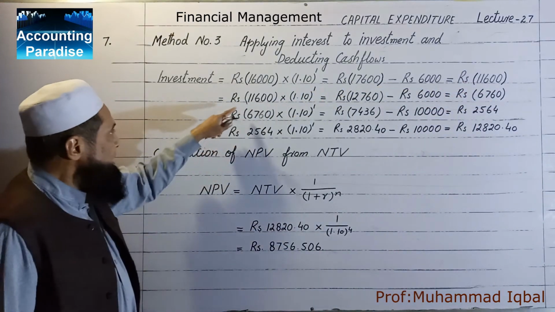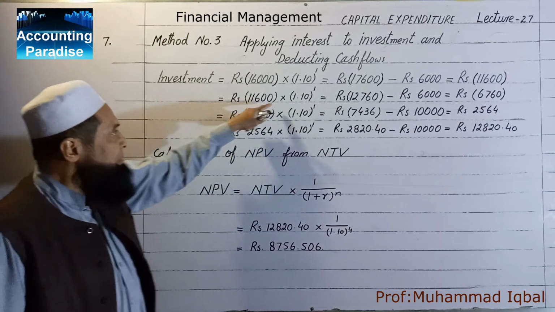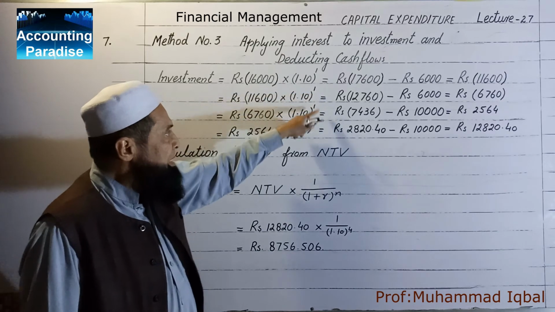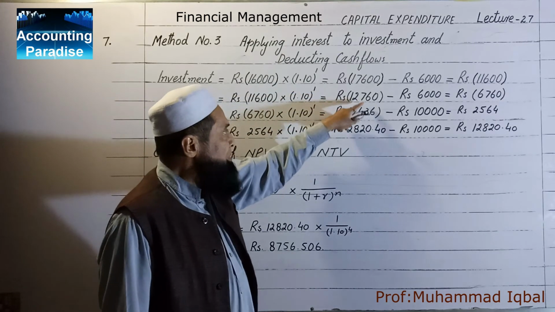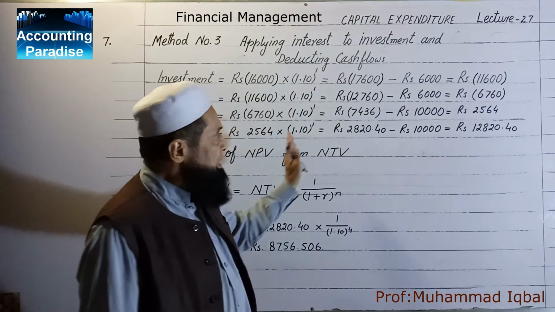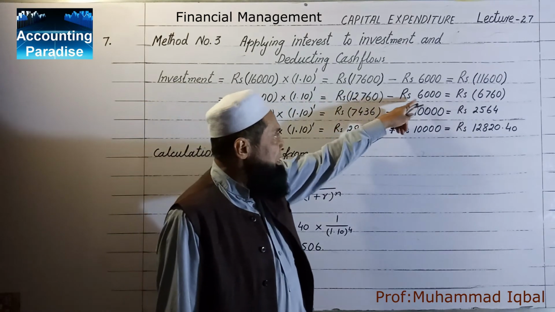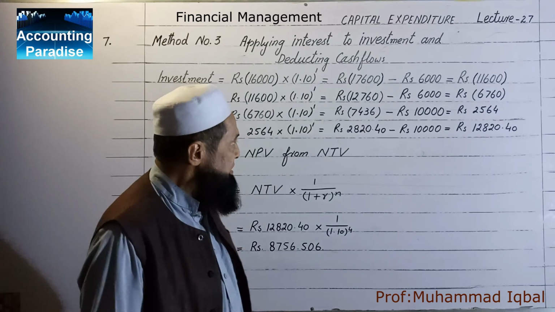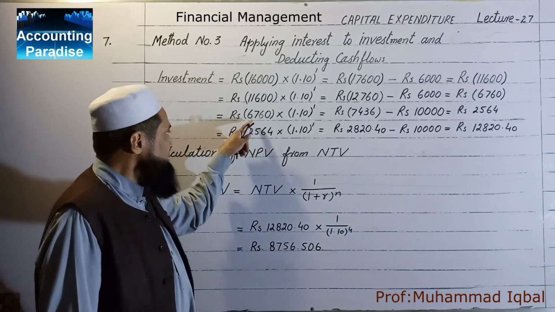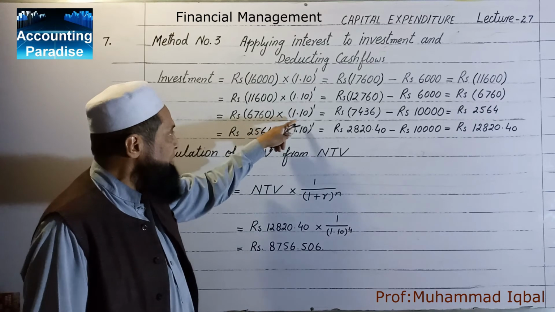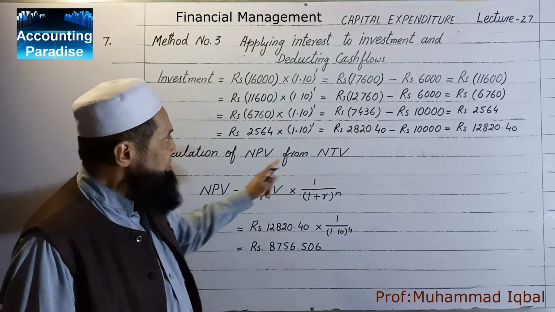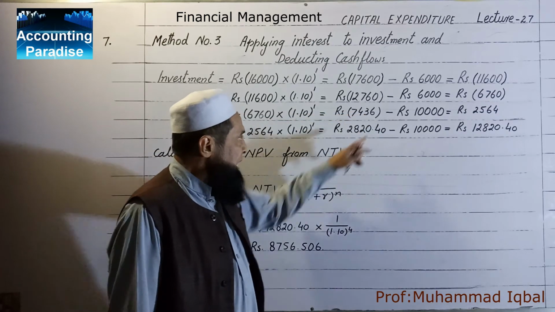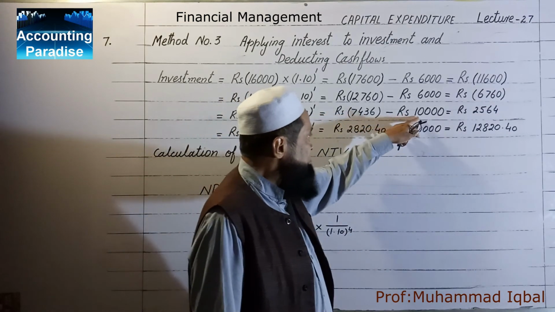Now 11,600 multiplied by 1.1 raised to the power 1 comes to 12,760. The cash flow of the next year is deducted. The remaining amount is 6,760. Now 6,760 multiplied by 1.1 raised to the power 1 comes to 7,436. The cash flow of 10,000 is deducted.